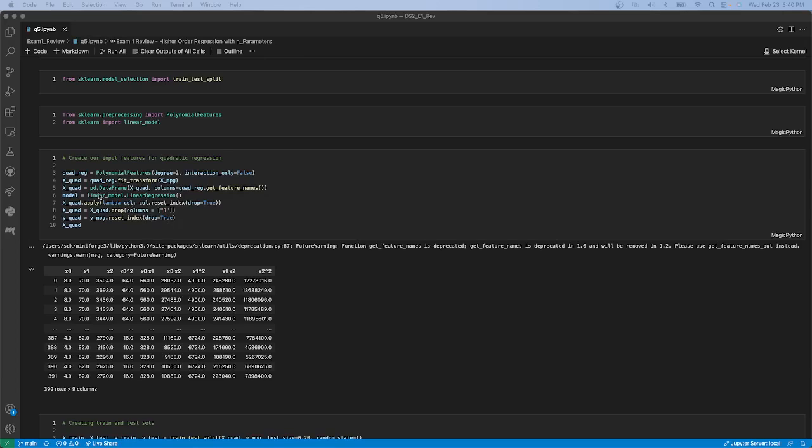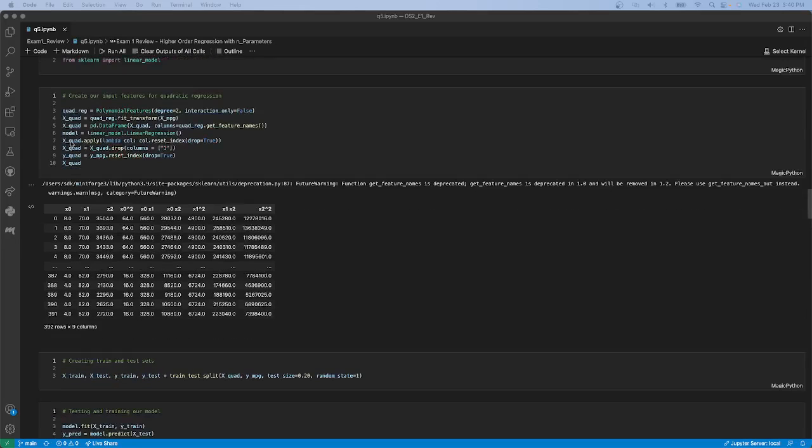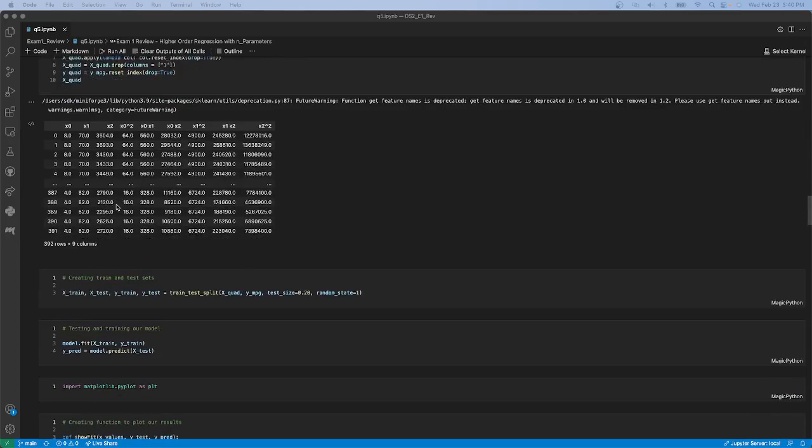You can look into this if you want. It's not really relevant to the video, it's just more semantics in Python. But it is here for you, and you can go through it if you want, but it works. So at the end, we're going to get out our new input features, or our data frame of our new input features.